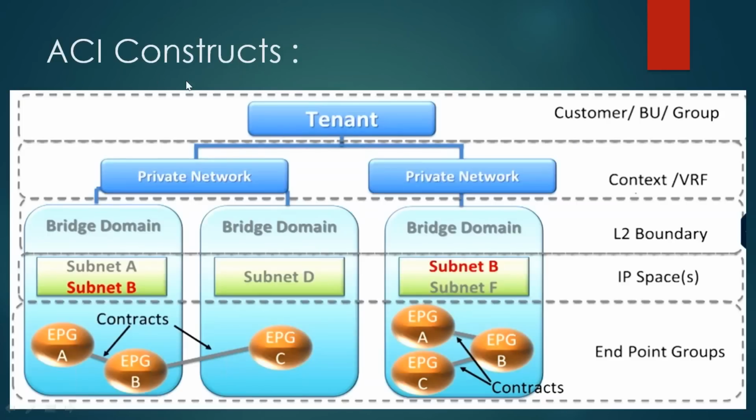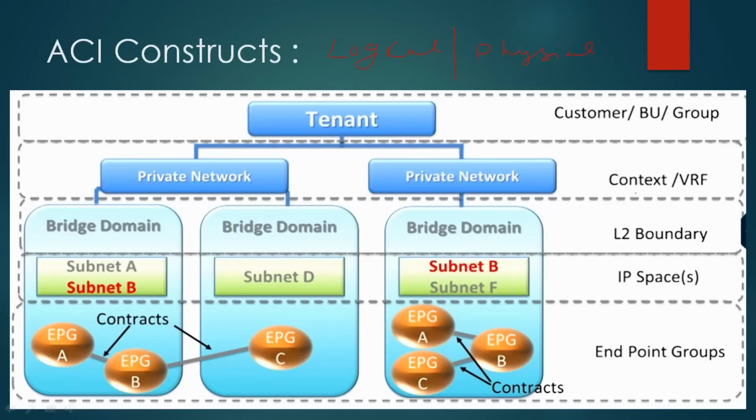All right, so now we have the constructs of ACI, meaning the building blocks of ACI. On the top view, ACI actually has two types of components. So what are the components we have in ACI? One should be logical, the other one should be physical.